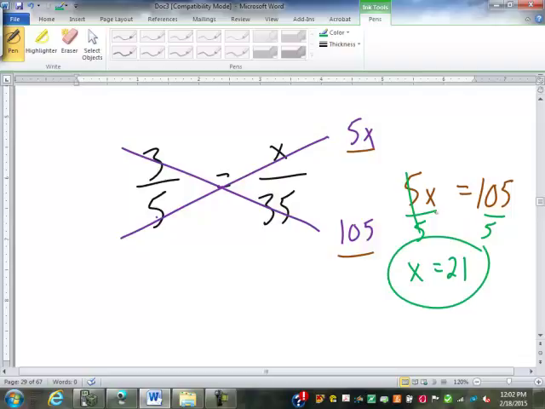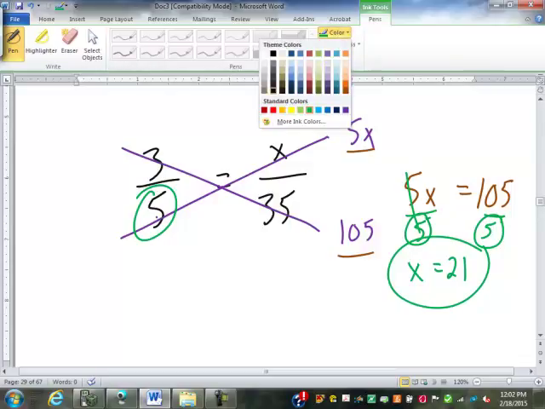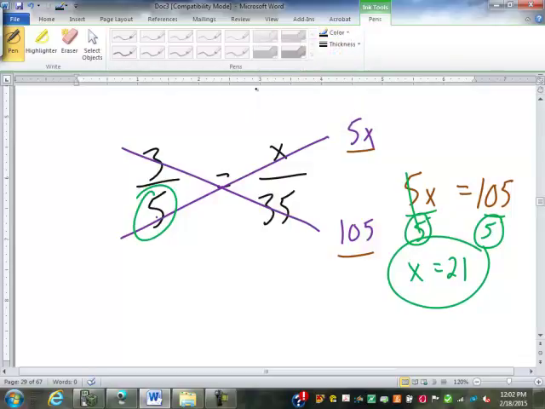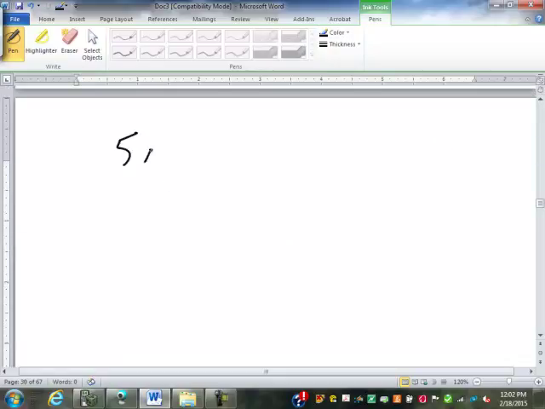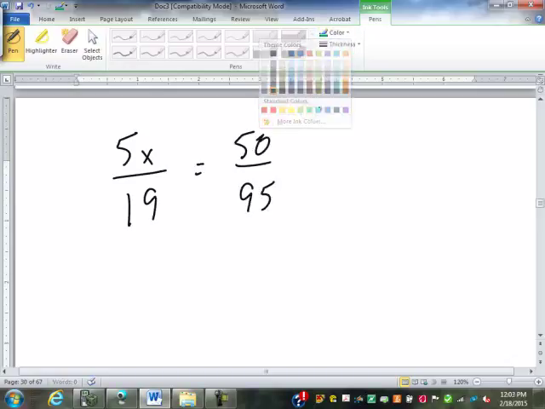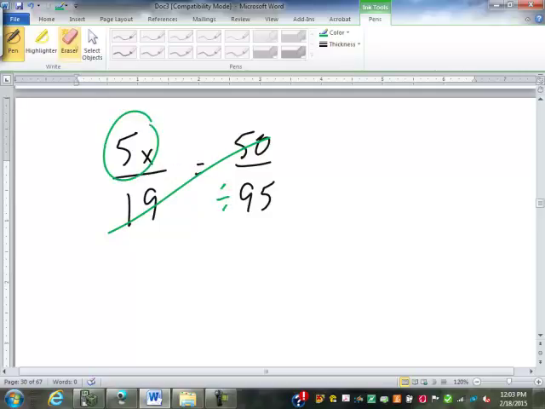Where the cross multiply and divide came from is that we saw that, hey, the step to solve this equation was always just to divide by the 5 or divide by whatever this number was. So we just included that as part of one of the steps in the calculation. But we do run into proportions where that doesn't work. For example, one like this. 5x over 19 equals 50 over 95. Here we cannot cross multiply and divide because this isn't x here, it's 5x. We have to solve for x.